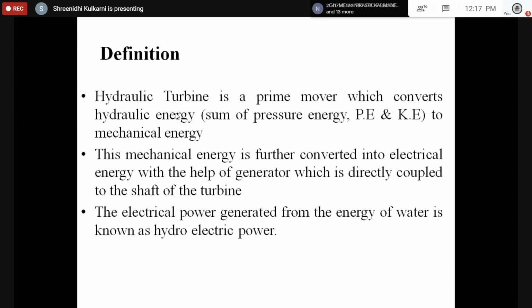is not directly connected to the power station. We have the mechanical energy from the turbine unit, and that turbine unit is further coupled to the generator, because in the generator they will step up. That's why this mechanical energy is converted into electrical energy with the help of a generator, which is directly coupled to the shaft of the turbine.